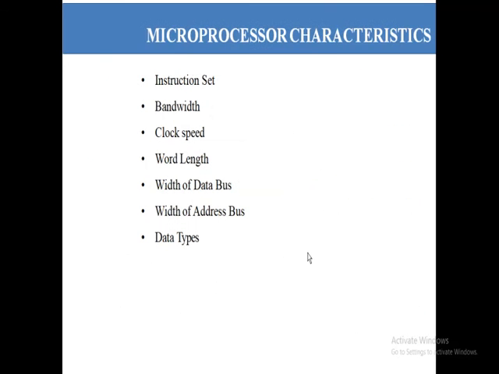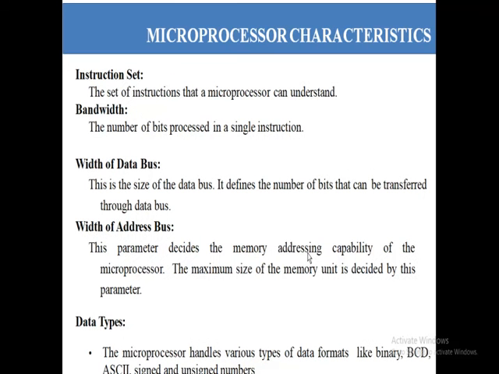Next, what are the main characteristics of a microprocessor? These are some terms we use in a microprocessor: instruction set, bandwidth, clock speed, word length, width of the data bus, width of the address bus, and data types. Instruction set means the set of instructions that a microprocessor can understand. Here in 8086, all instructions are already given. Next, bandwidth. Bandwidth means the number of bits processed in a single instruction.